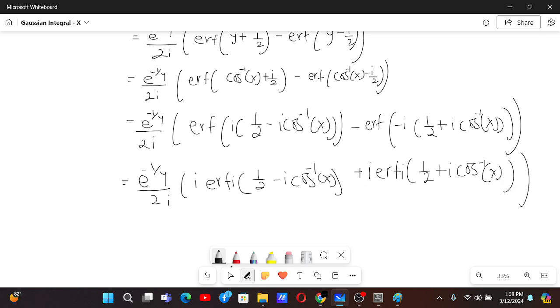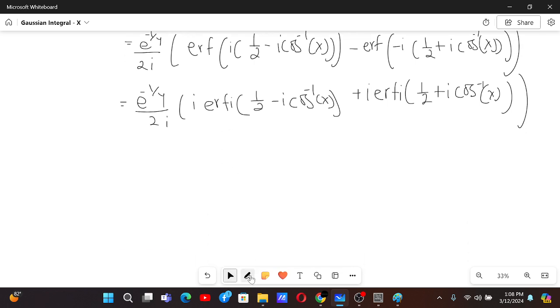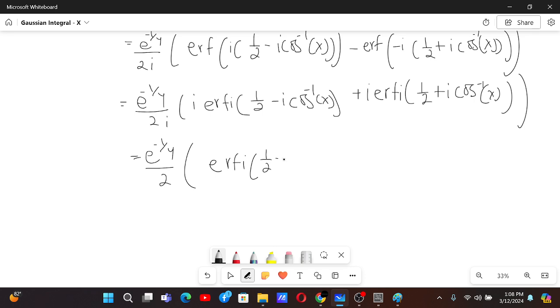And now this i cancels out, so this was the simplification that I wanted, and that's why we made this change. E to the power minus 1 by 4 by 2 erfi of 1 by 2 minus i cos inverse x. Oh wait a minute, I have made a mistake. I will tell you. I'm so sorry for that. I made this mistake in the previous video too, and in this video as well.